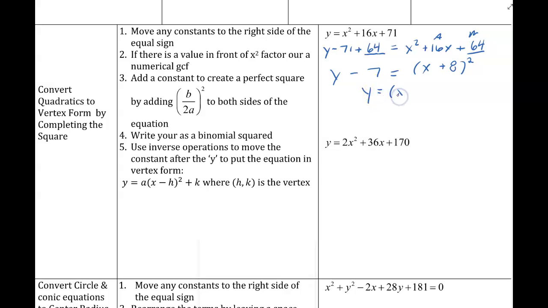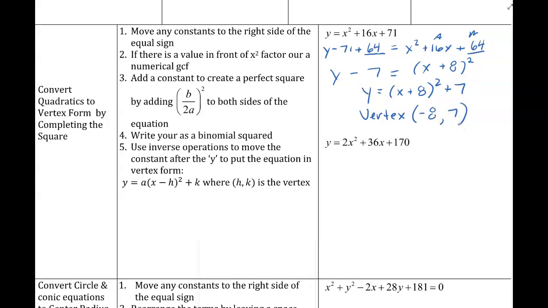We'd have y equals (x plus 8) squared plus 7. Now I can state the coordinates of my vertex by thinking about those transformations. We have a left-right shift here. We would have said it shifted left 8 units, so the corresponding x coordinate is -8. And then up 7 units would be 7.